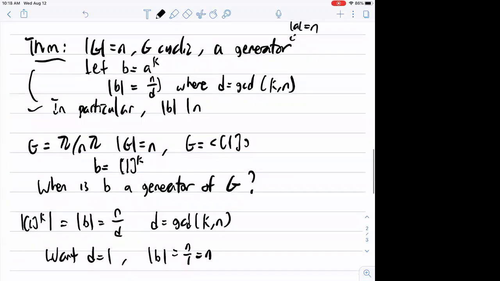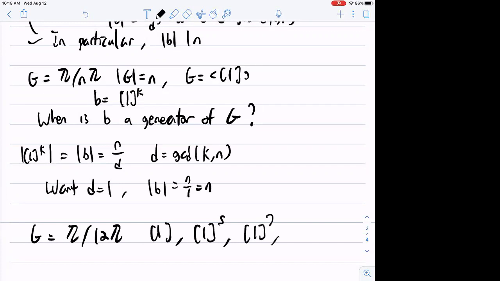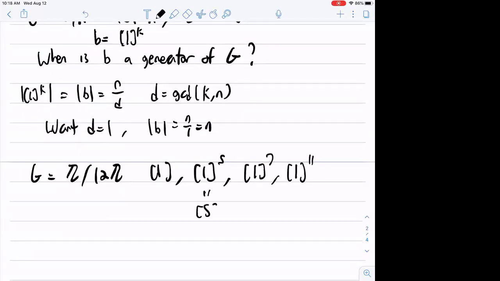Yeah. So in other words, if G is Z mod 12Z, right? 1 is a generator clearly, but any power co-prime to it is also a generator. So what's co-prime to 12? 5, what else? 7, and then I think 11. I mean, these are all of it, but this is just the class of 5, the class of 7, and then the class of 11, right?